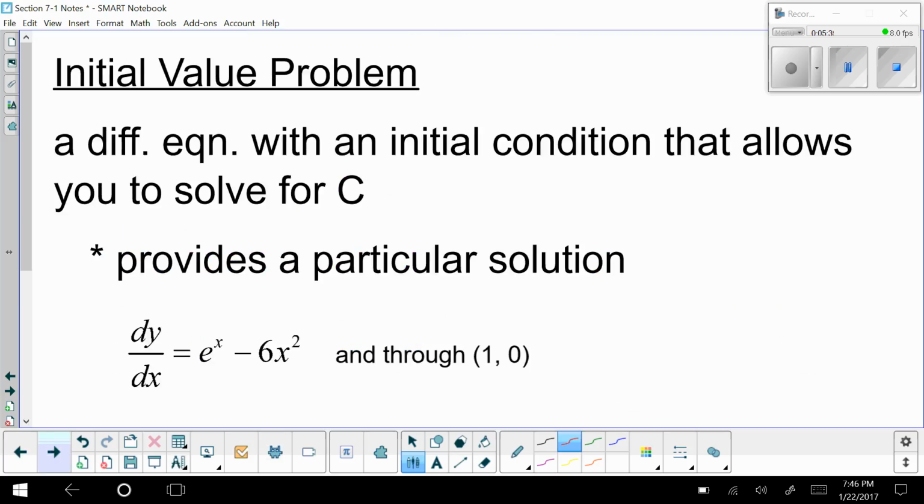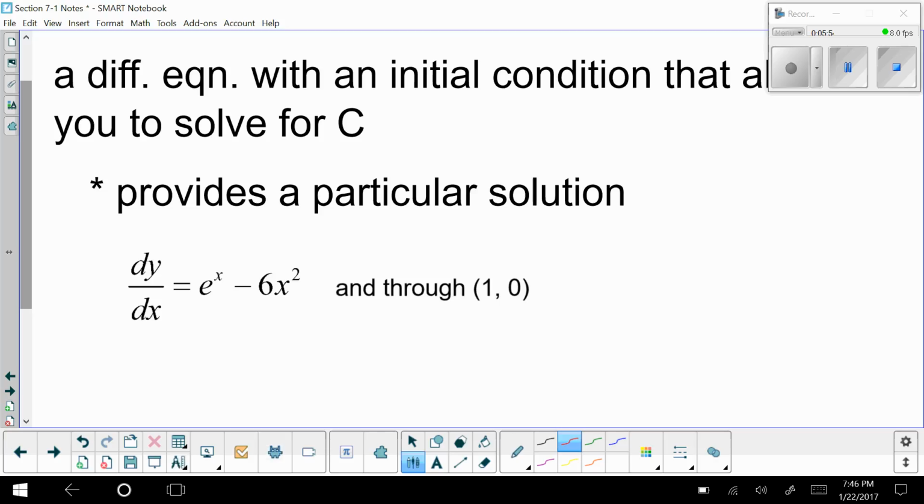Now, if I wanted to actually know what c is, I would have to be given some initial value that my function has to go through, and that's what's called an initial value problem. So it just gives us our particular solution that allows us to find what c is. So here, if I'm dealing with the differential equation dy dx equals e to the x minus 6x squared, and just for practice sake, I'm going to do this by separating the y's and x's. So multiplying each side by dx would give me 1 dy equals the quantity of e to the x minus 6x squared times dx.